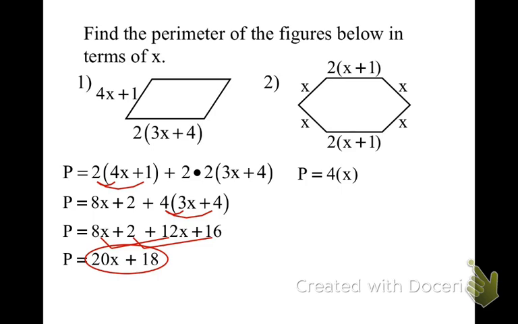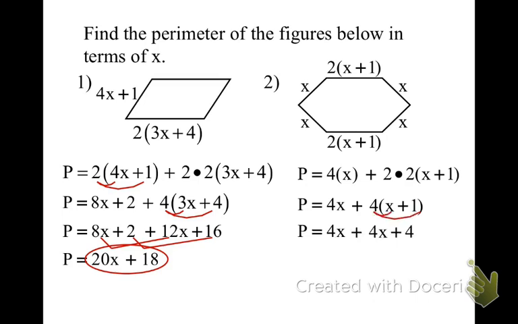Okay, so here we've got 2 times 2x plus 2 times the quantity of x plus 1. So we've got 4x plus 4 times x plus 1. We distribute our 4x plus 1, and then we combine like terms, and we get 8x plus 4.